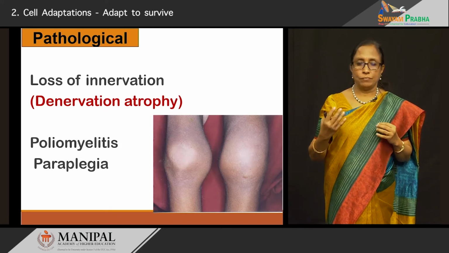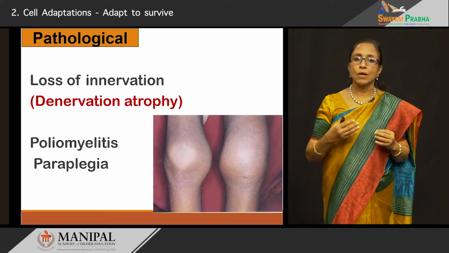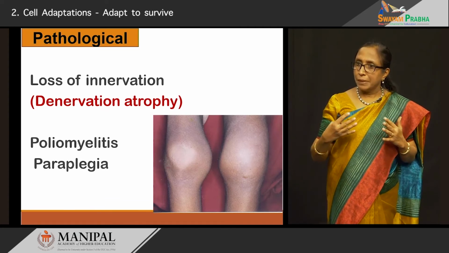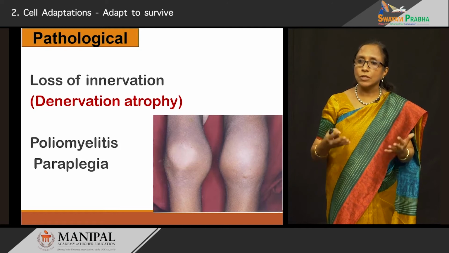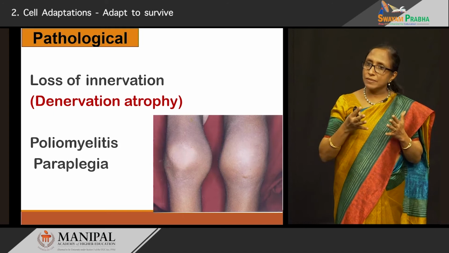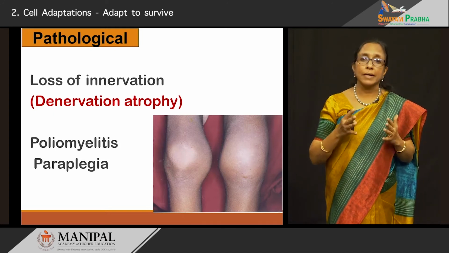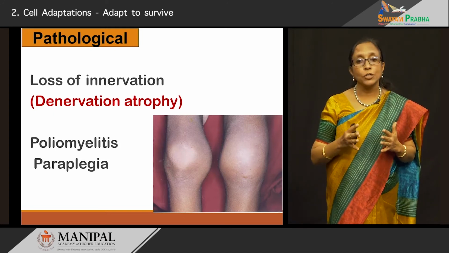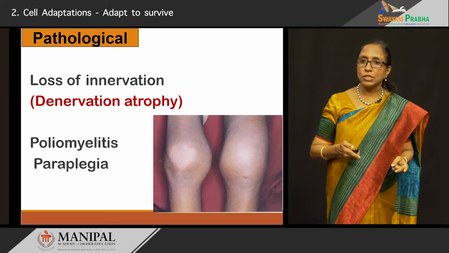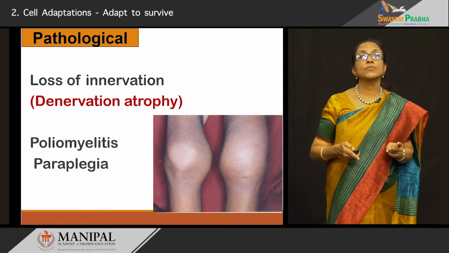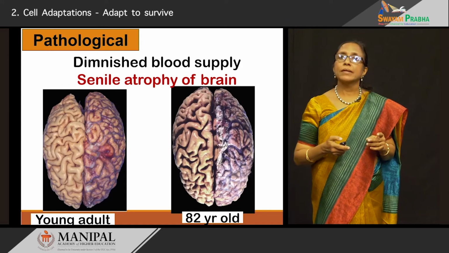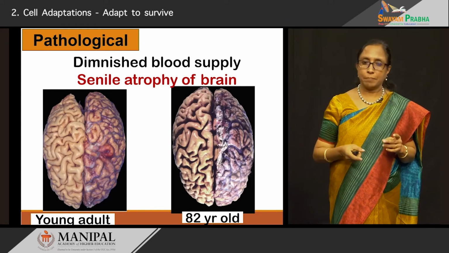In cases of infections like poliomyelitis or paraplegics where their limbs are paralyzed, because there is no movement again, the nerves are required for the functioning of the skeletal muscle, so the skeletal muscles undergo atrophy. So, that is the second situation, denervation atrophy, and the first one we saw was disuse atrophy. Now, the next situation is when there is a decrease in the blood supply.